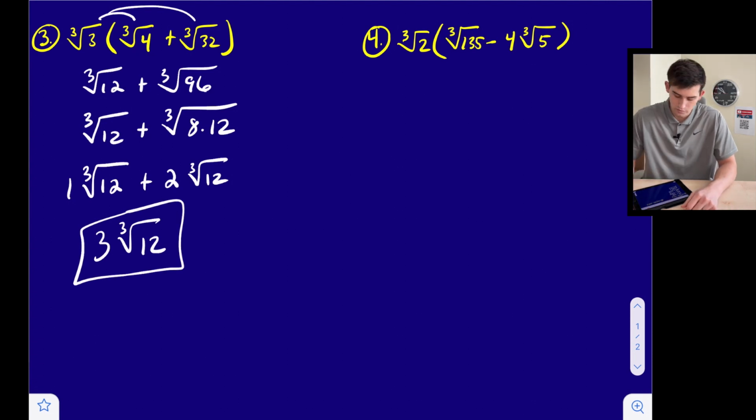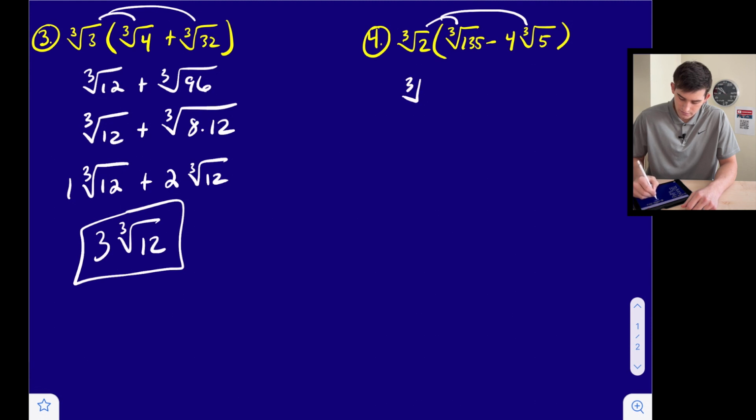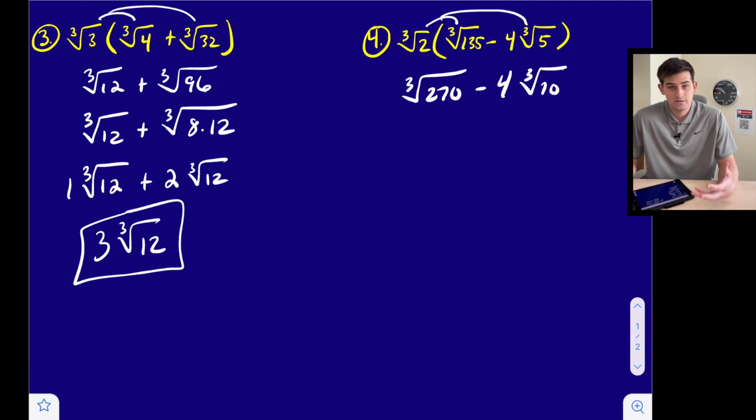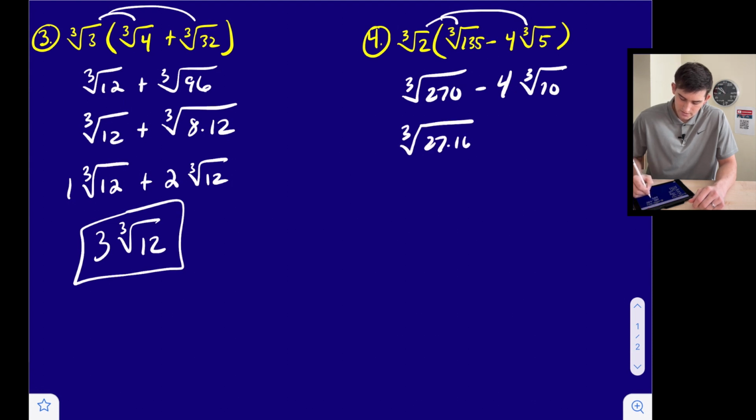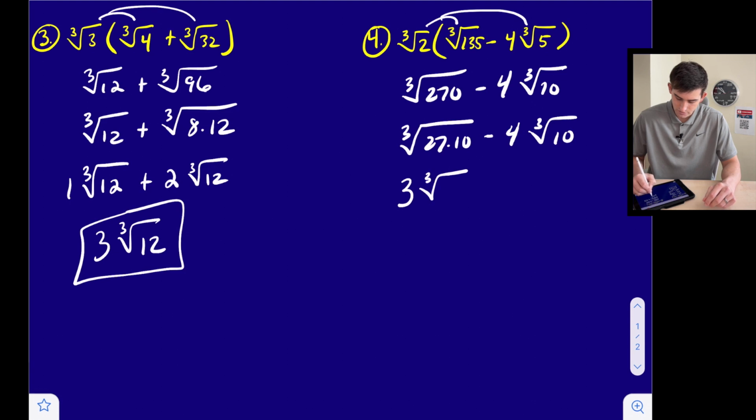And lastly, number 4. Let's distribute the cube root of 2 here. So this would be the cube root of 270 minus 4 times the cube root of 10. And now we can break down the cube root of 270 because that's 27 times 10. So let's do the cube root of 27 times 10 minus 4 times the cube root of 10. Now the cube root of 27, we can pull that out of the radical as a 3. So 3 times the cube root of 10 minus 4 times the cube root of 10.